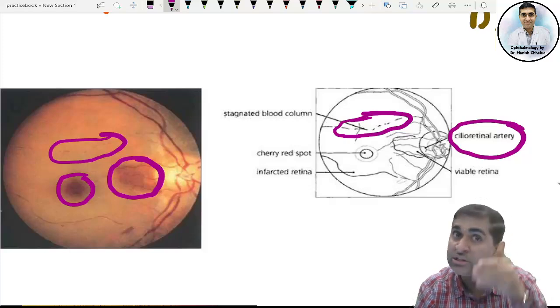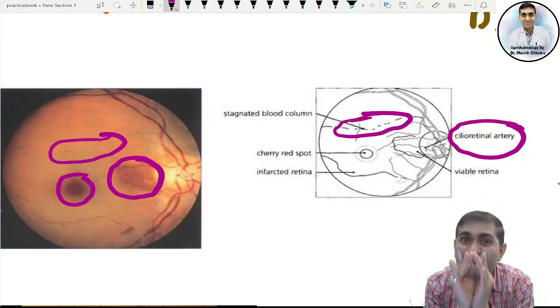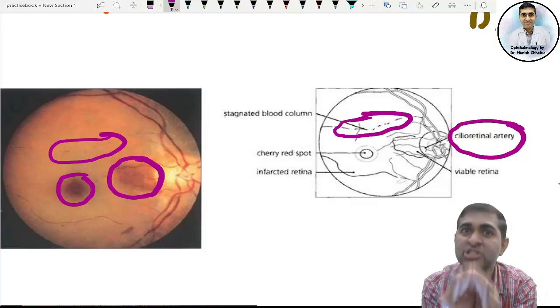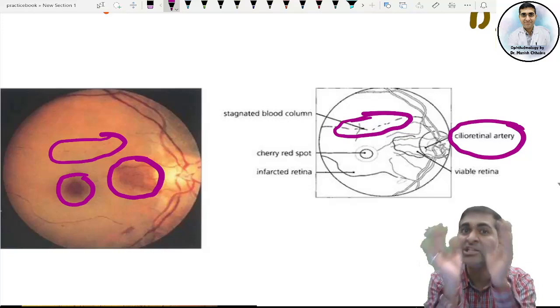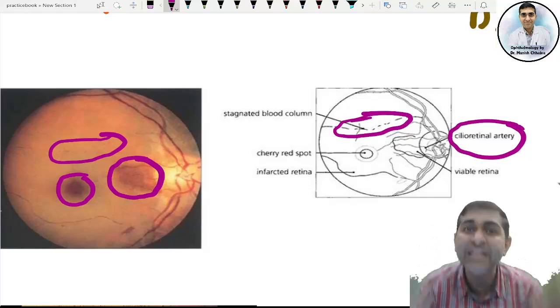अब आप बोलोगे सर ये आर्टरी यहाँ क्या कर रही है? ये आर्टरी 35% से 50% लोगों में होती है. This artery is present in nearly 35% of the people normally.